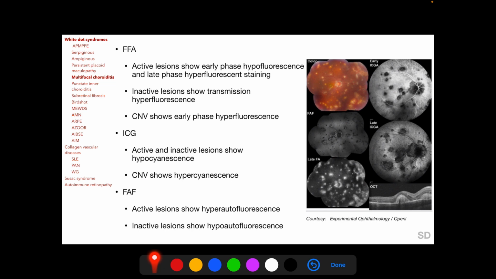In the early phase of fundus fluorescein angiography, active lesions show hypofluorescence and late phase hyperfluorescent staining. Inactive lesions show transmission hyperfluorescence. However, CNV shows early phase hyperfluorescence. On ICG, we find hypocyanescence in early and late phases for both active and inactive lesions, but if CNV occurs, there will be hypercyanescence. On fundus autofluorescence, we find hyperautofluorescence for active lesions and hypoautofluorescence for inactive lesions.